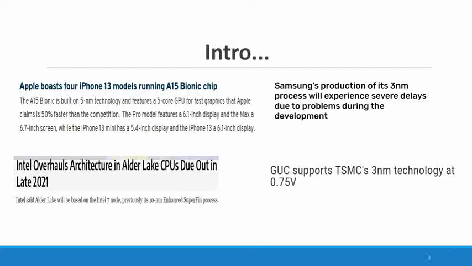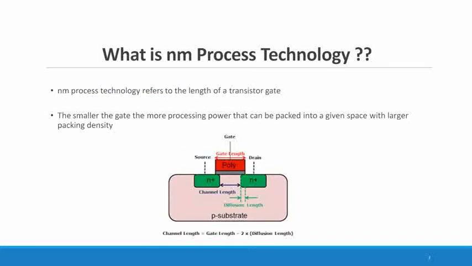So there's a common word here, that is nanometer technology. Here you can see 5 nanometer, 3 nanometer, 10 nanometer, 3 nanometer again. So what do they actually mean? What is this nanometer process technology?